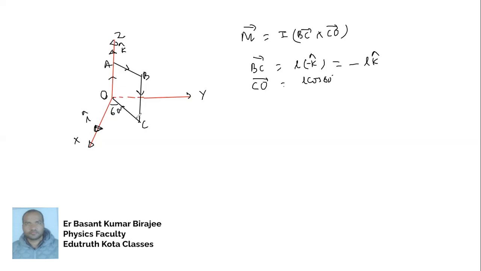See the arrow here, so its x component will have direction opposite to this direction. So we write here minus i cap, and similarly the y component will be L sin 60, and here also we have to take the unit vector minus j cap.